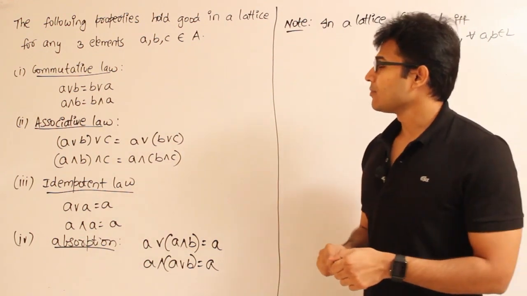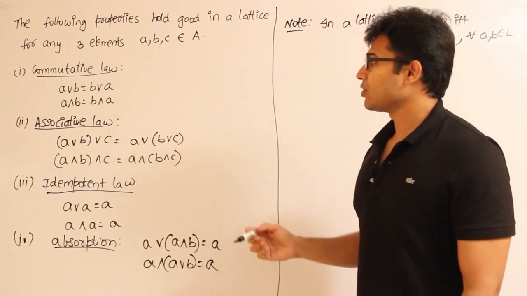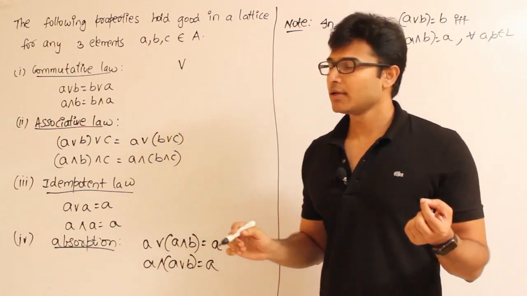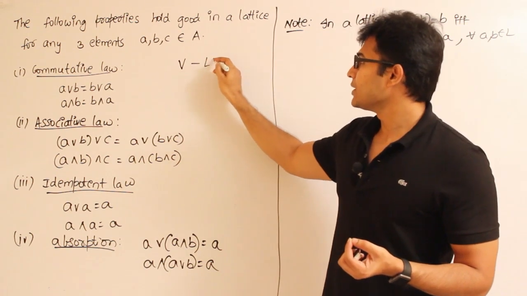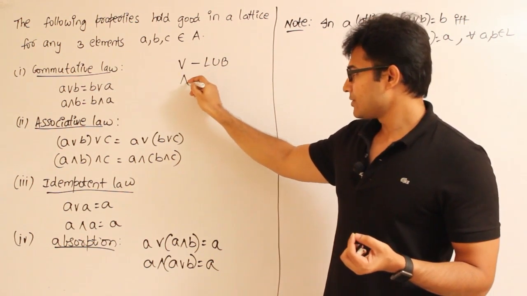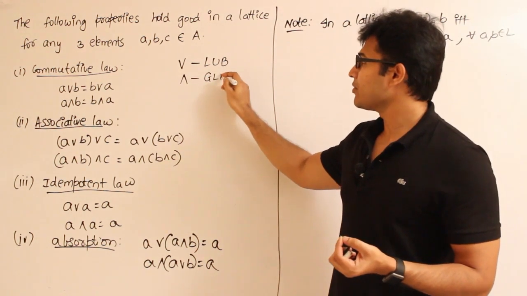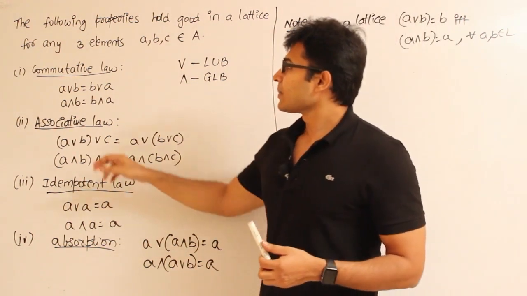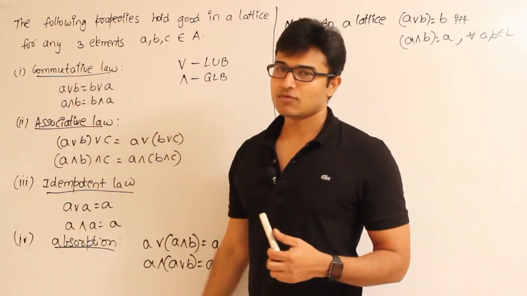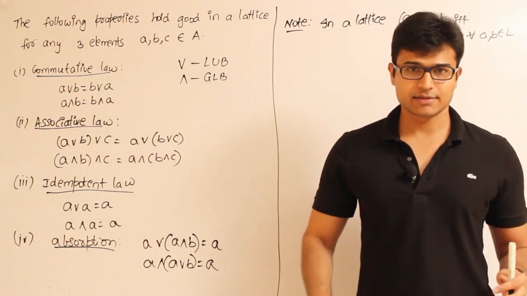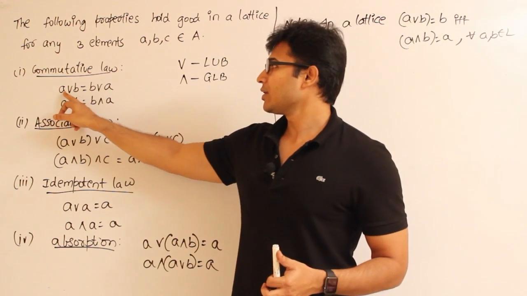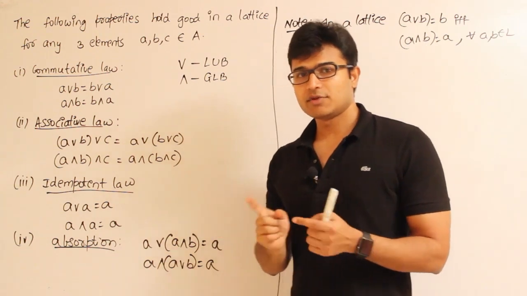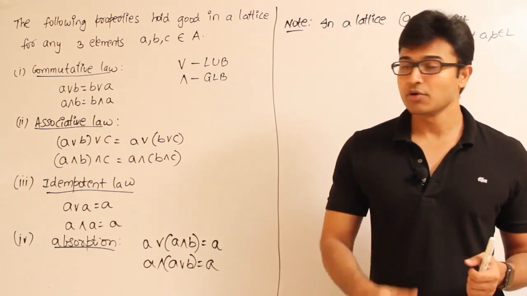Now in these properties, the OR symbol is generally the OR symbol of Boolean algebra, right? So this OR symbol is nothing but least upper bound, and this AND symbol is nothing but greatest lower bound. Just as a shorthand representation we are using it. Now see this, commutative law is definitely followed by any lattice. So what does commutative law mean? A OR B is equal to B OR A, and A AND B is equal to B AND A, which means the order in which you take the elements doesn't matter, the final outcome is going to be the same.